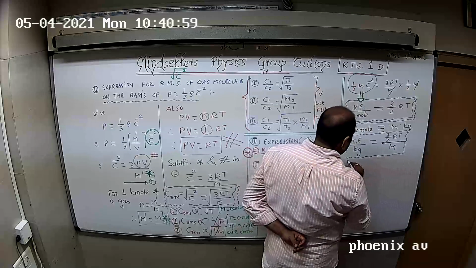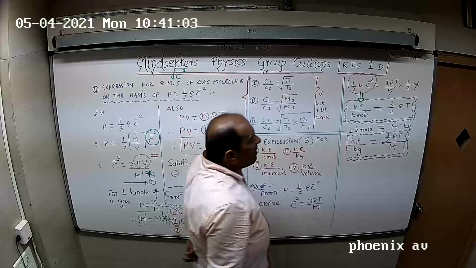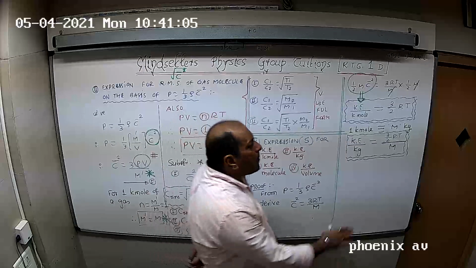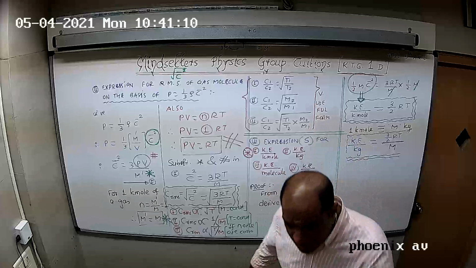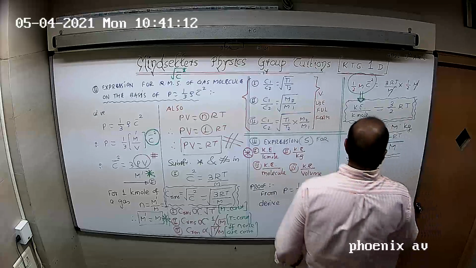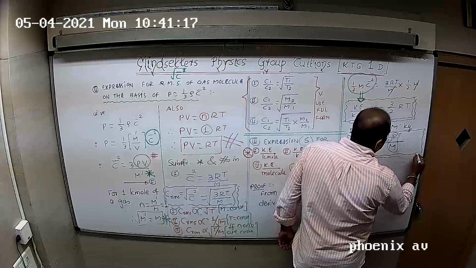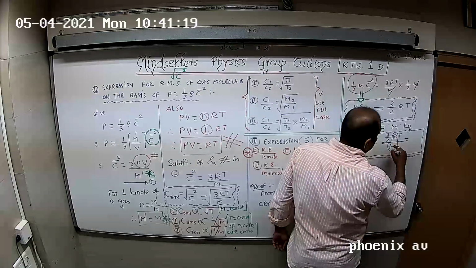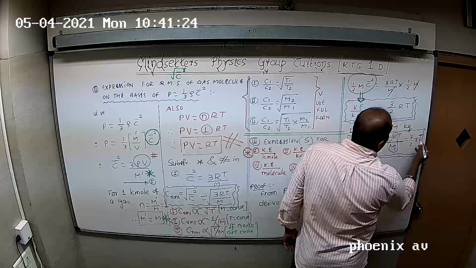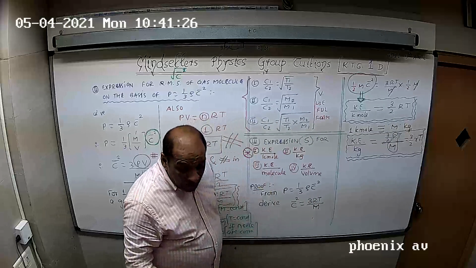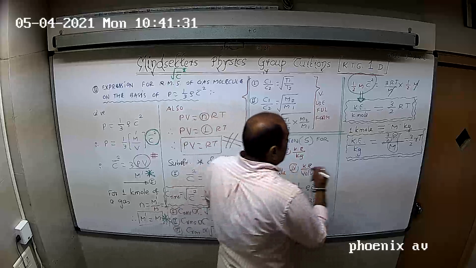So nothing much to do. The formula that came above, just divide it by the molecular weight, right? And you can write this in another style also, please see. R by m can be written as small r, so 3 by 2 small r times T, because sometimes they will give you the universal gas constant for 1 kilogram in place of 1 kilomole.